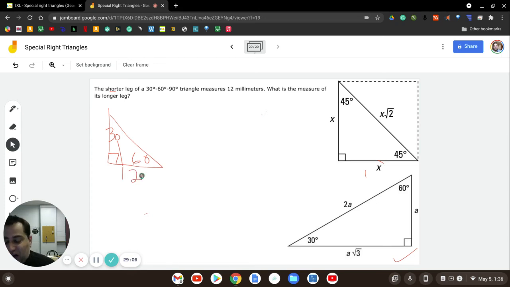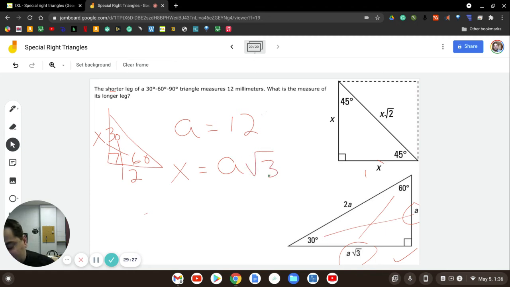What am I trying to find? I'm trying to find the longer leg. The longer leg will be opposite 60, so I should have enough to get this information. Opposite 30 is a, so I know that a is equal to 12. Opposite 60 is a square root of 3, so x is equal to a square root of 3. I know that a is 12, so x is going to be 12 square root of 3.